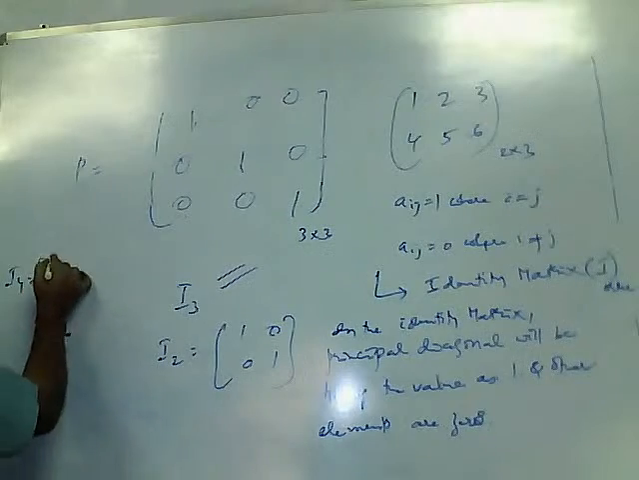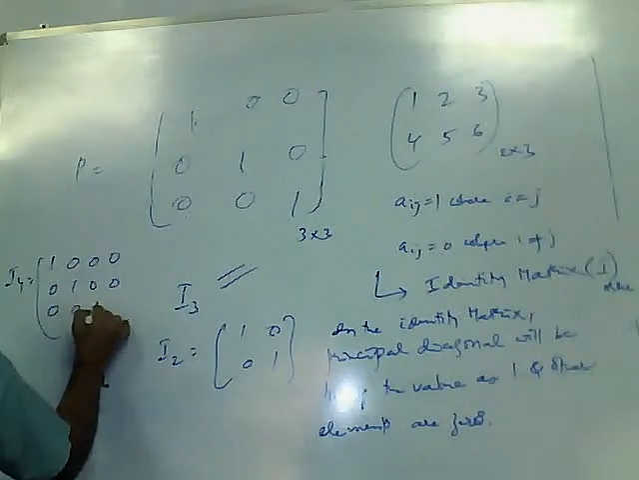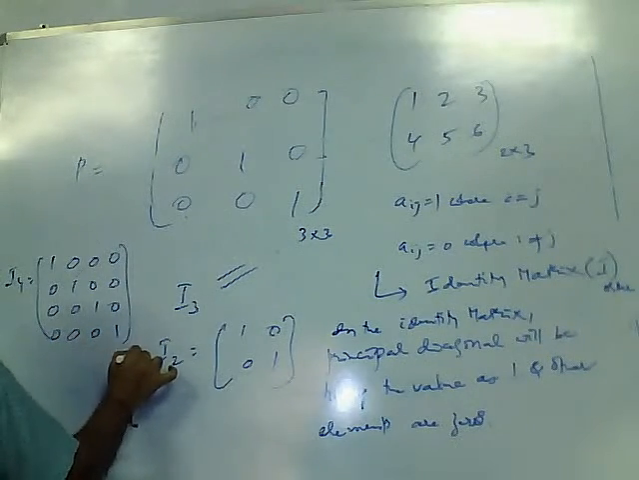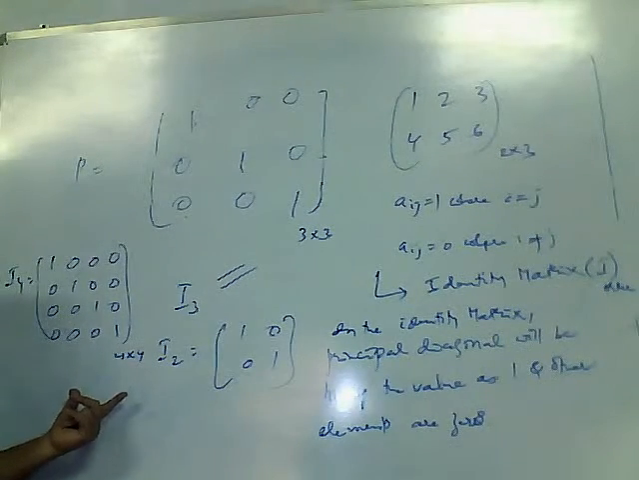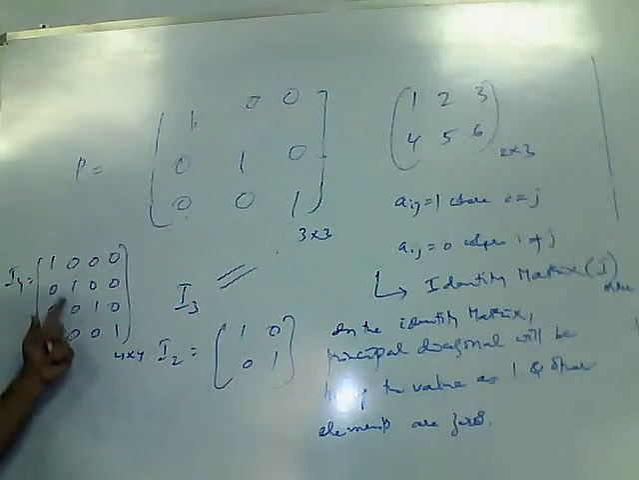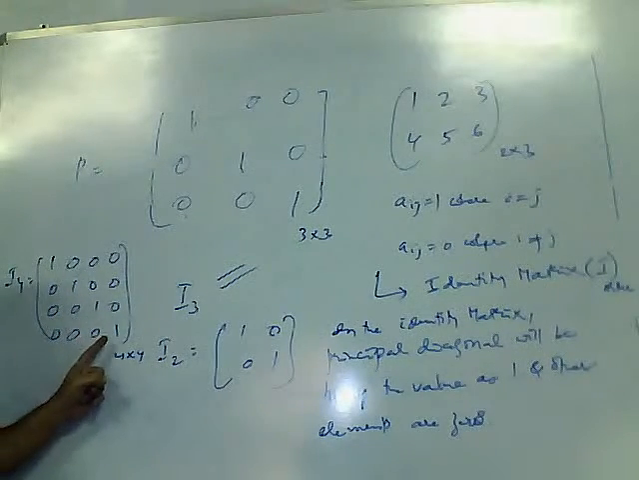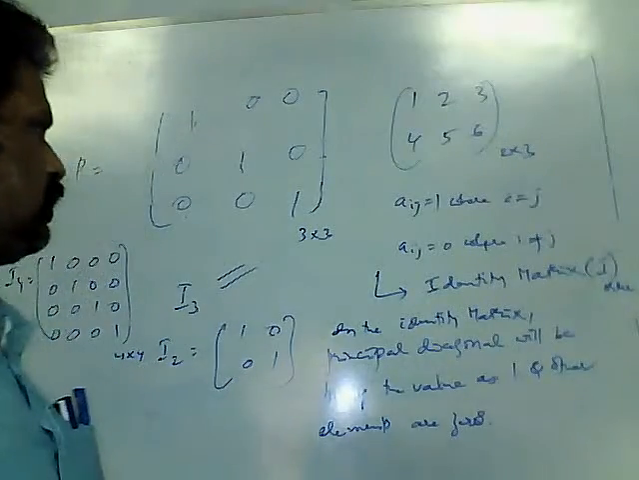Now I can take 1 0 0 0, 0 1 0 0, 0 0 1 0, and 0 0 0 1. This is 4 by 4, denoted as I4. Here we have 4 rows and 4 columns. So identity matrices are always square matrices, right?